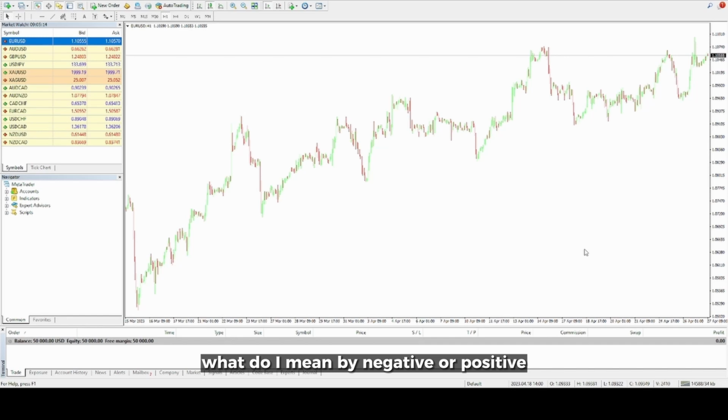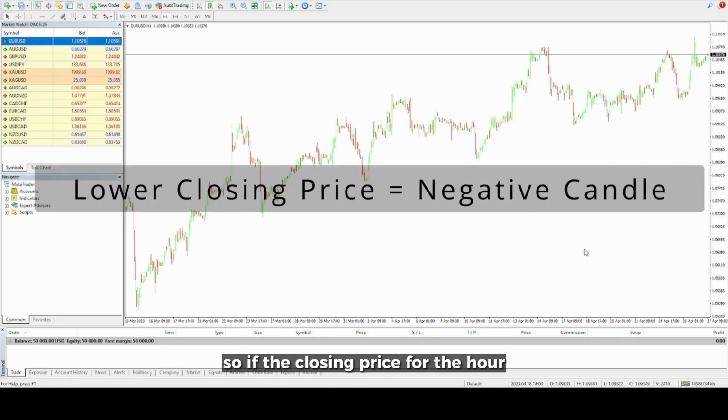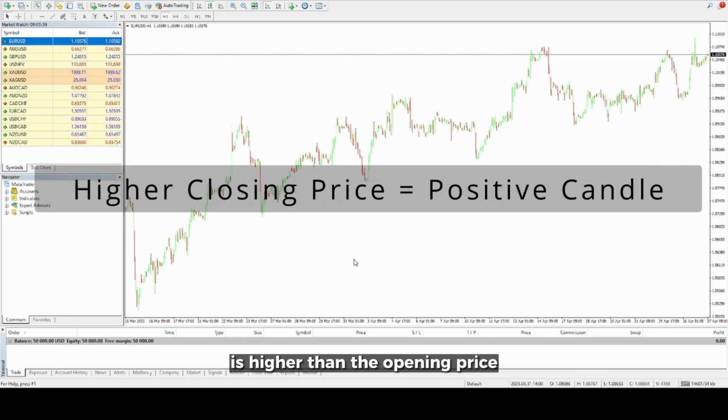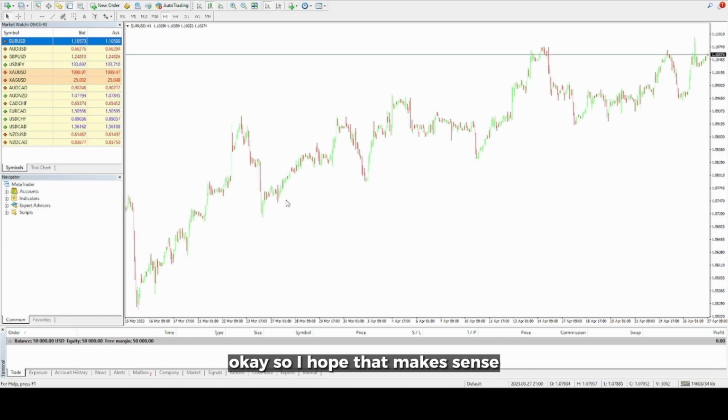What do I mean by negative or positive? Every hour there is a price that it opens with, and when the hour ends, there is a price it closes with. So if the closing price for the hour is lower than the opening price of the hour, it is a negative candle, which is depicted in red. If the closing price is higher than the opening price, the candle is depicted in green. Okay, so I hope that makes sense.